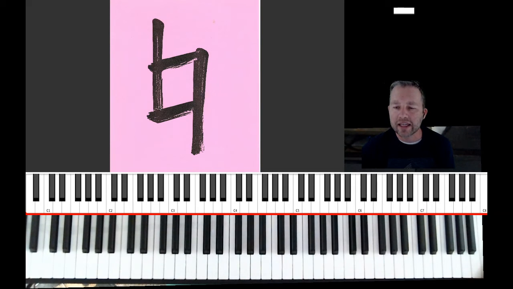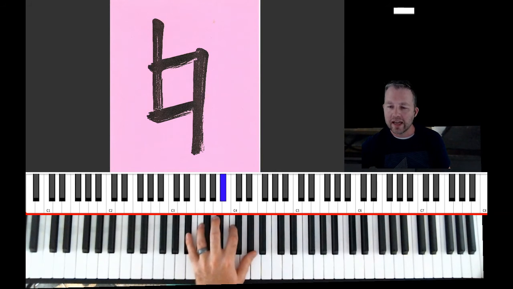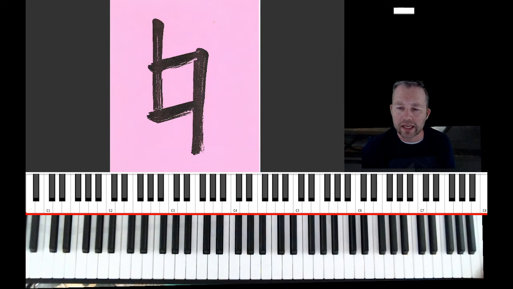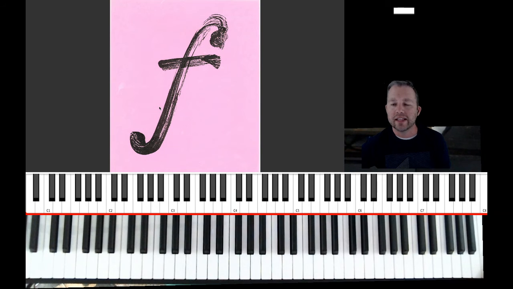This is a sign called a natural sign, and it cancels out a sharp or a flat. So if you were playing a song and it had a flat in it, and then you saw that sign, it would mean to actually raise it and play a natural. Sharps, flats, and naturals.